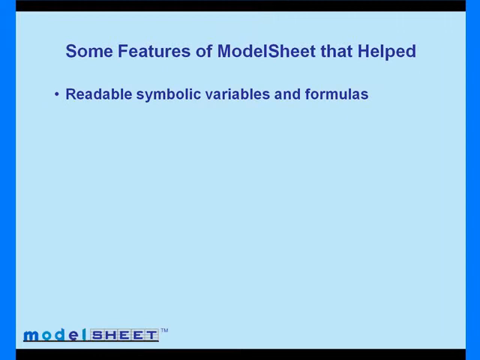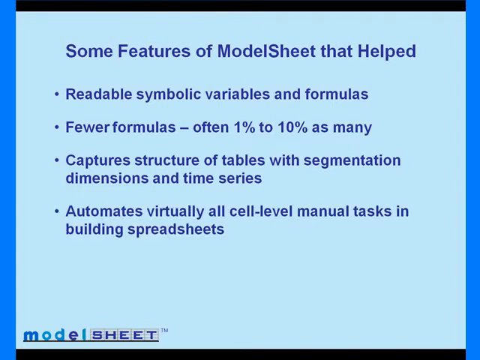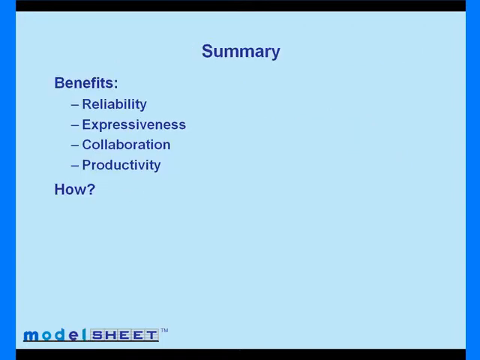ModelSheet uses readable symbolic formulas and variables that tell you in English what they mean. ModelSheet uses far fewer formulas, often 1 to 10% as many formulas as conventional spreadsheets. ModelSheet captures the structure of tables with segmentation dimensions and time series. We changed the product line once and the change appeared everywhere. ModelSheet automates virtually all cell-level manual tasks in building spreadsheets. In summary, ModelSheet improves reliability, expressiveness, collaboration, and productivity.